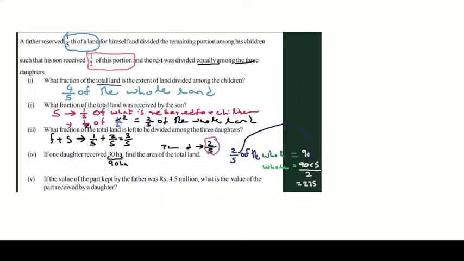So what's the amount of land the father got? He gets 1/5 of the land. So the amount of land the father got is 1/5 of 225 hectares. That is 45 hectares. So they have told us the value of 45 hectares is 4.5 million.